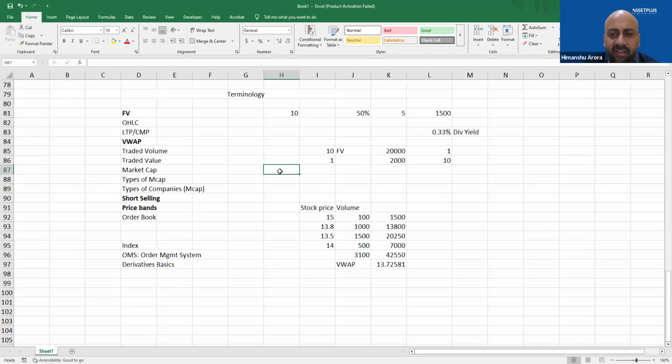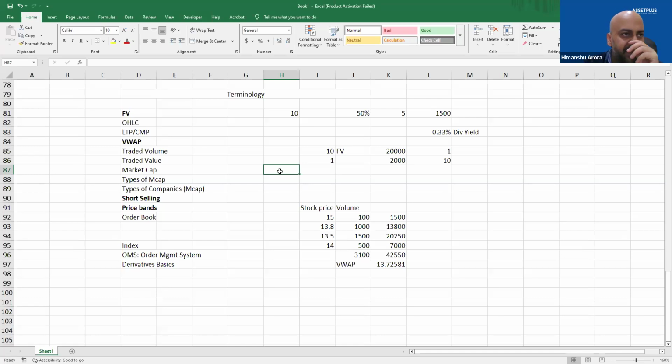So what is the definition of a free float share? Total outstanding shares minus restricted shares or locked-in stock is called free float shares. What are restricted shares? The shares which are held by the promoters. These are called restricted shares. There can be certain other form of restrictions also. So total outstanding shares minus restricted shares is equal to free float shares. Free float shares multiplied by current market price is equal to free float market cap.